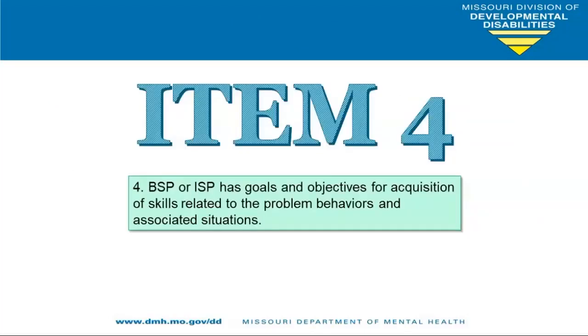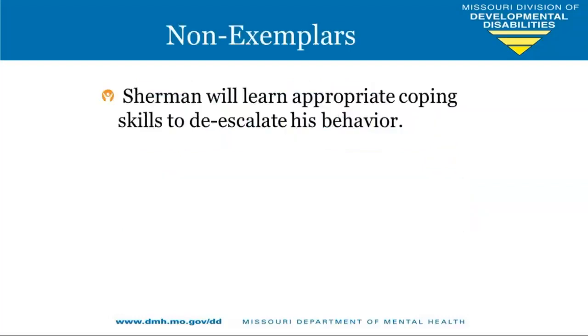So item 4. Now we're talking about, does the plan have goals and objectives for skills that the person is going to learn related to the reasons why there are services or the problem situations? A non-example of that would be: Sherman will learn appropriate coping skills to de-escalate his behavior. Okay, so lots of problems with this one. What is an appropriate coping skill? And in what situations should he learn them?